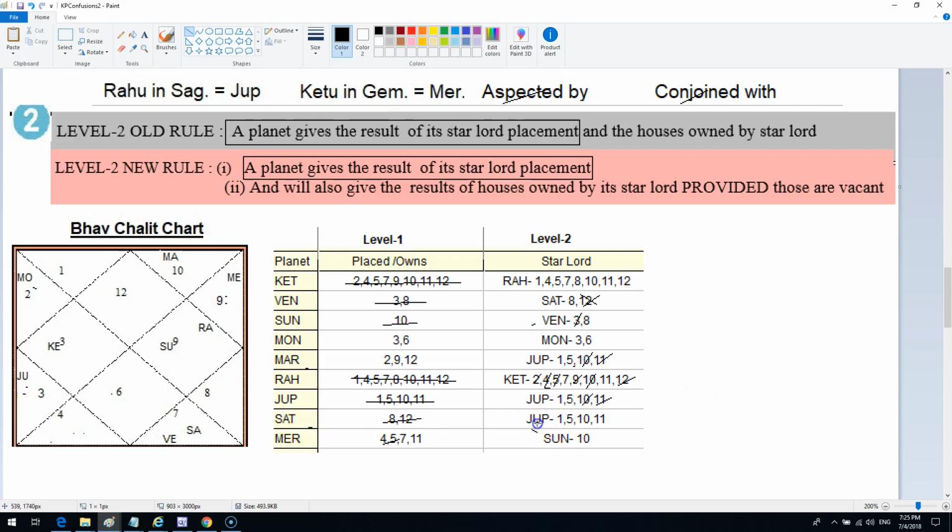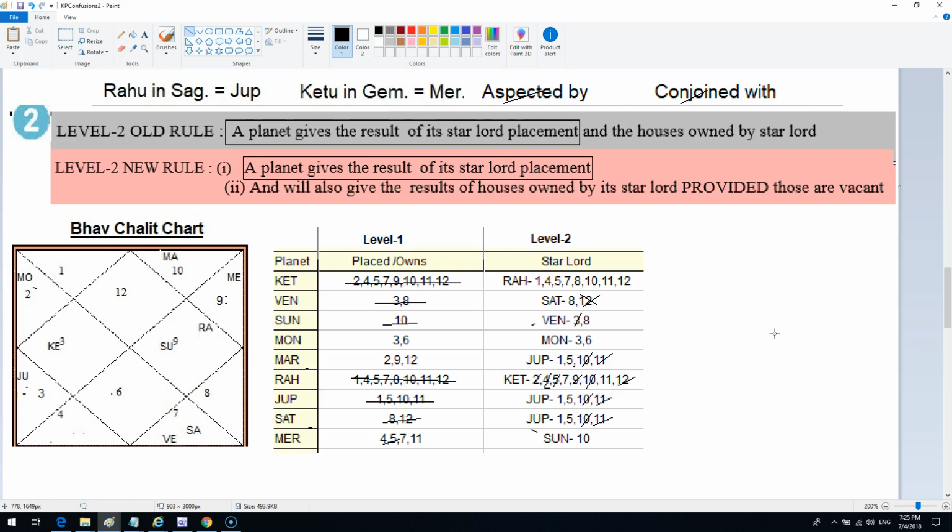Saturn is in Jupiter star. So we have already seen what Jupiter will do. So we are just going to strike out these two houses. And Mercury is in the star of Sun. And Sun is in 10. And since this is a cusp chart and Leo is not appearing because of being an intercepted sign.